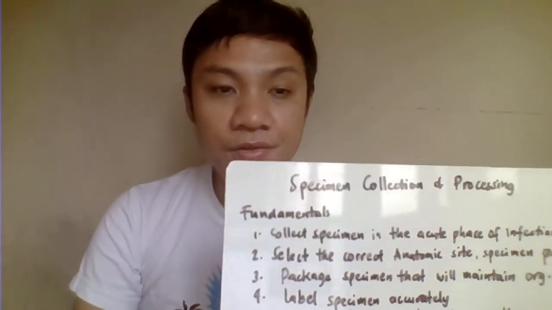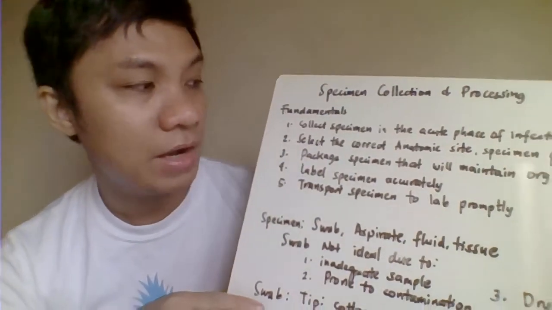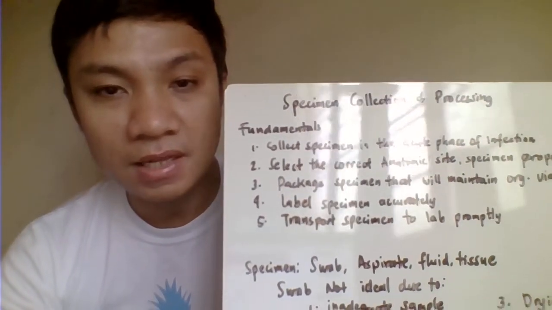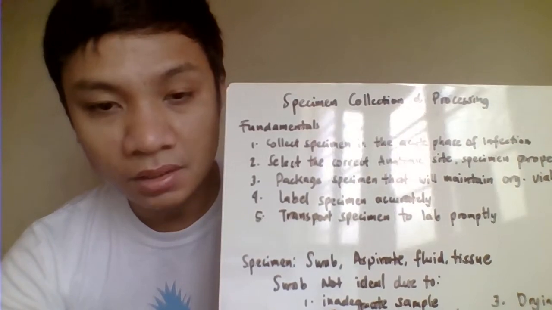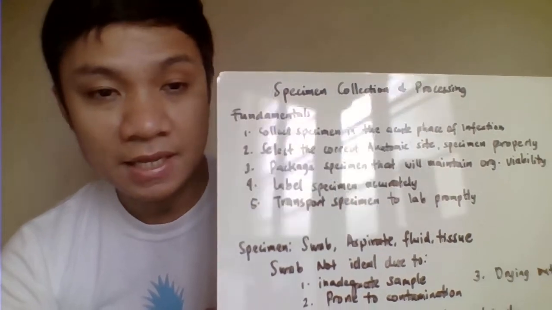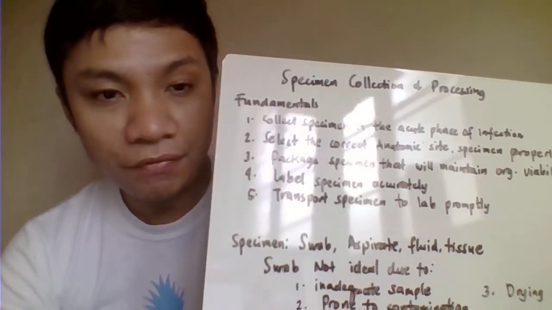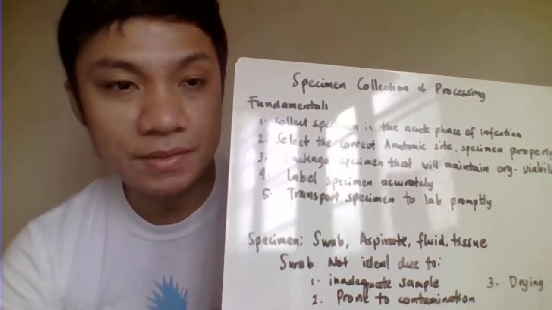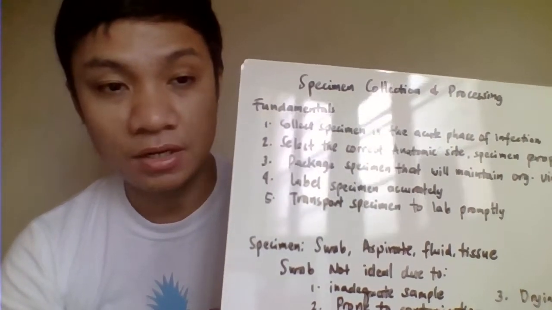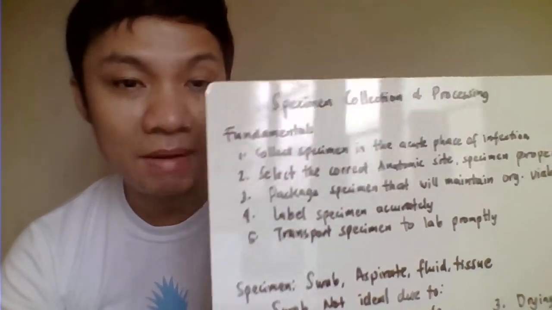So we have here the considerations when we are doing specimen collection. The first one, collect the specimen in the acute phase of the infection. When we speak about collecting the specimen in the acute phase, you collect the specimen at the early time or phase of the infection. You try to collect that in order to have an early diagnosis of the patient's condition and therefore be able to treat and manage the condition. Because when it's late already, what's the use of diagnosing it if you can no longer manage it?